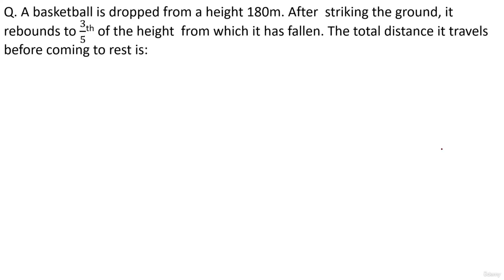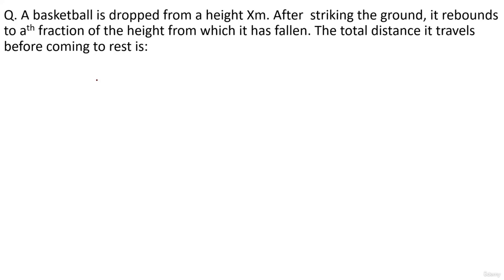Okay, guys, so let's go on further, and what we'll do is we'll replace the 180 by a general value, let's say x, and this fraction 3 by 5 को हम लोग replace कर देंगे a से. So the question becomes something like this: a basketball is dropped from a height of x meters. After striking the ground, it rebounds to a fraction of the height from which it has fallen. The total distance it travels before coming to rest is. Now guys, the reason I'm doing this is after the end of this particular solution आपको concept भी समझ में आ जाएगा, and then we'll have a very quick shortcut to solve all these questions. So let's go on further.